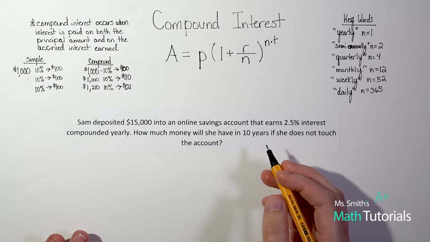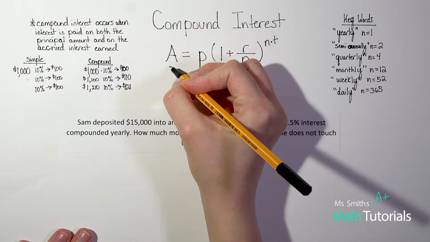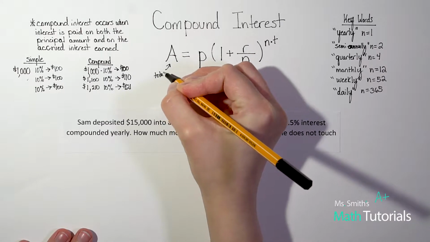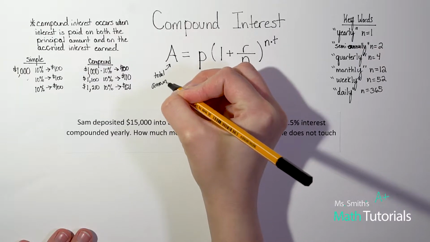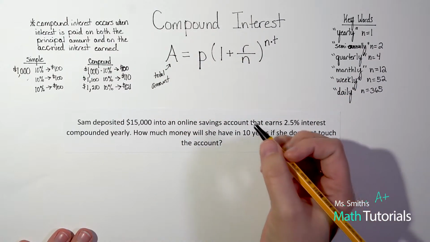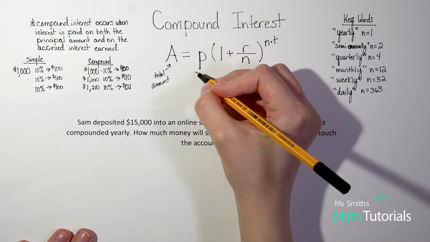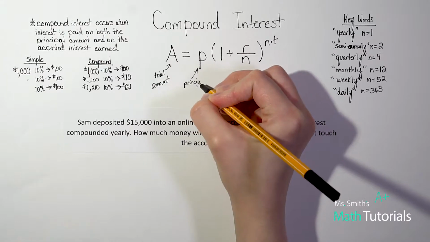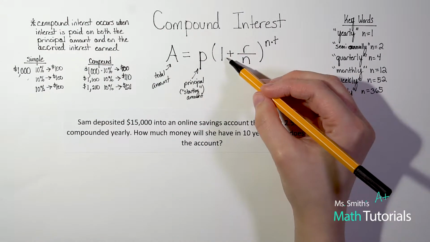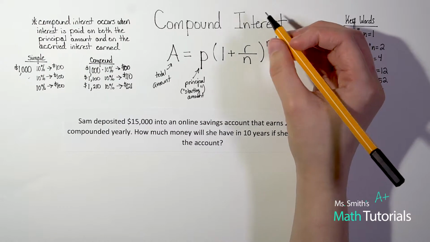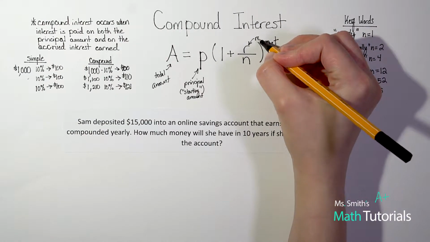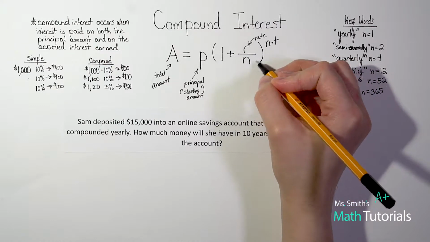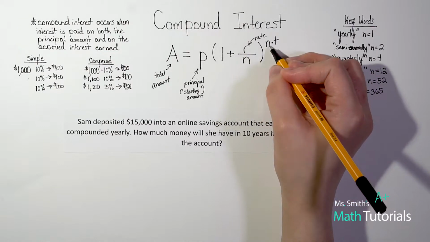We'll walk through each part. So the A stands for the total amount. Our P stands for our principal amount, and by principal, we mean the starting amount. And then we've got a 1 plus R. R is going to be our rate divided by N. And we actually have 2 N's. So then we also have this brought to the power of N times T.